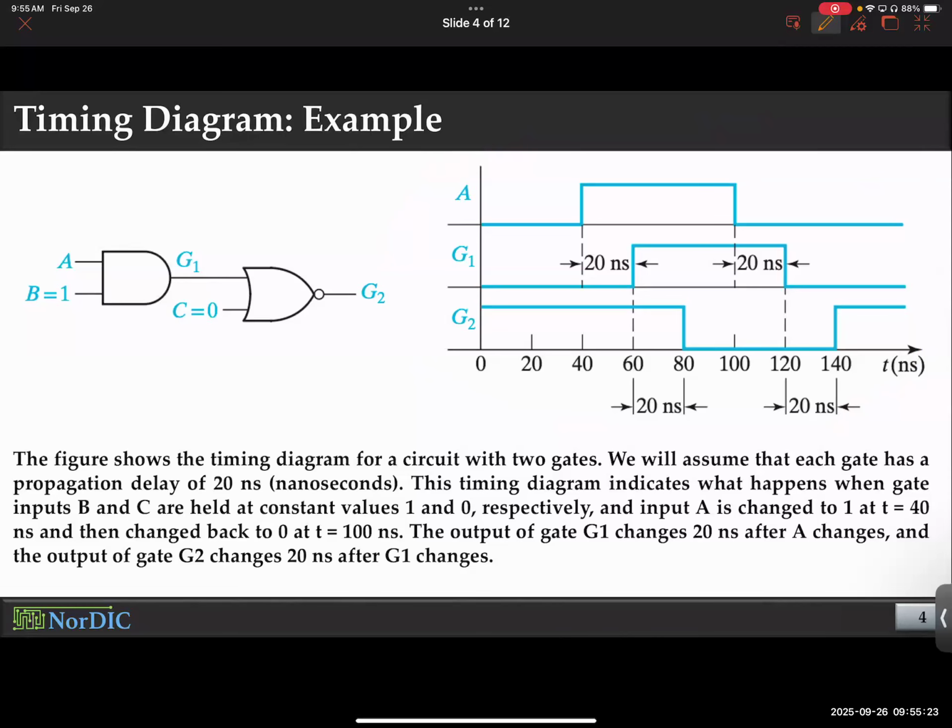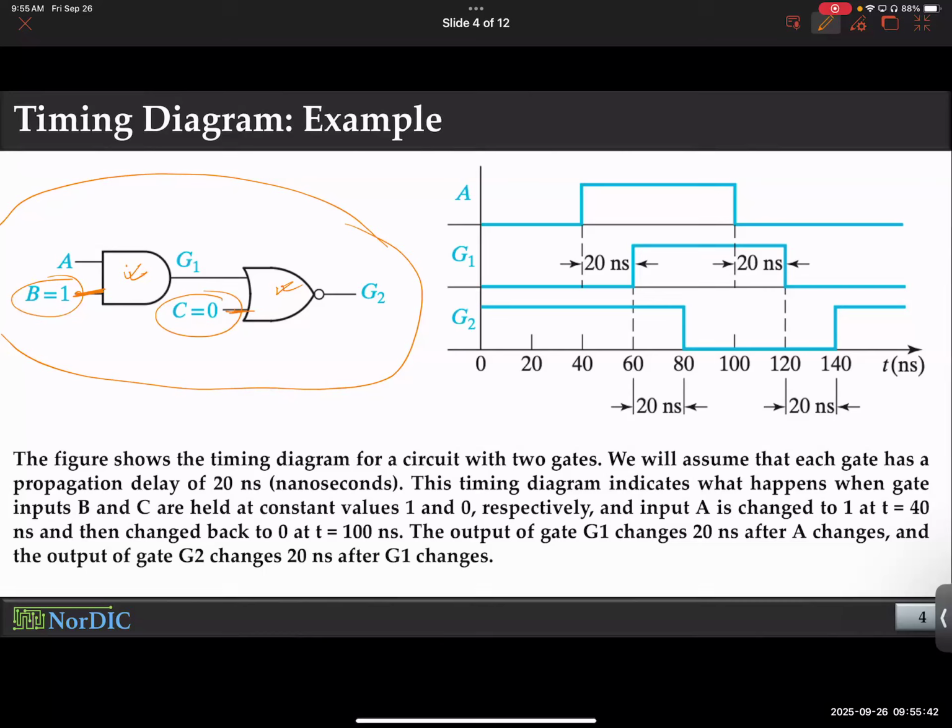Number one, this is a made-up circuit, chosen in a way that will illustrate the point I'm trying to make here. So imagine this is an AND gate, and this is a NOR gate. This input is set at 1, and this input is set at 0.